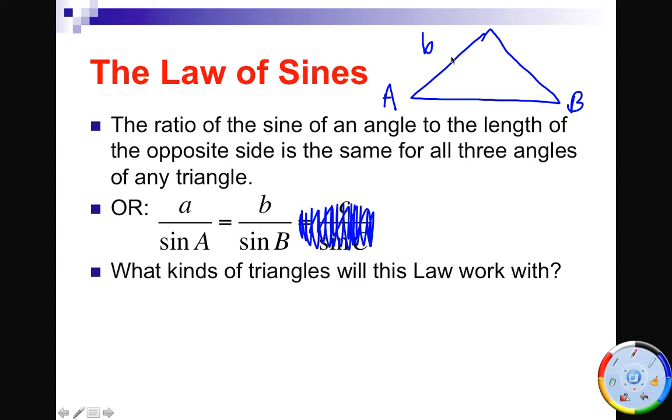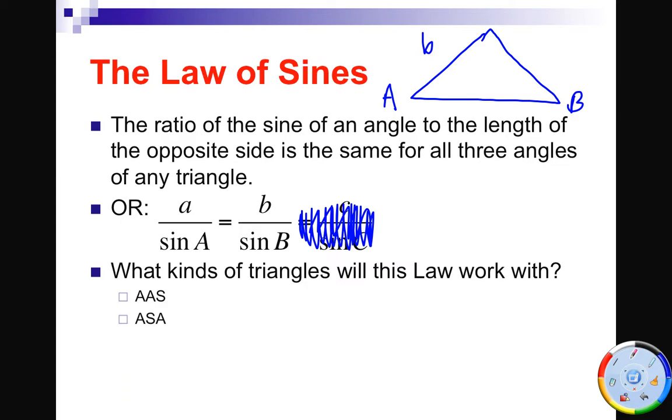Oh, that's cool. That kind of sounds like a little bit of geometry: angle, side. And that is kind of how we look at this. If you're given 2 angles and the non-included side, you could solve this particular triangle.